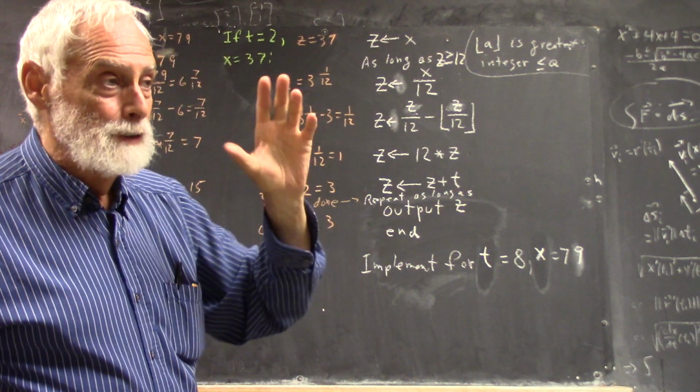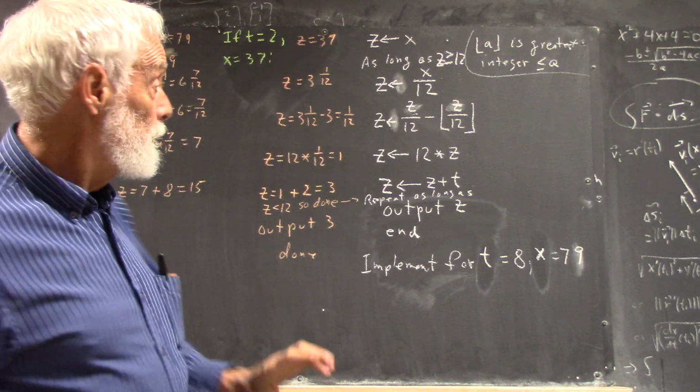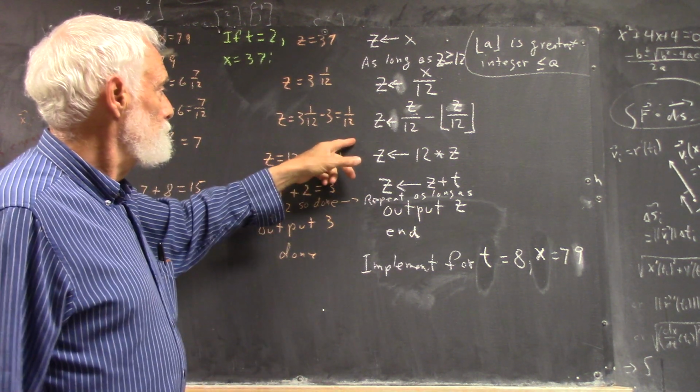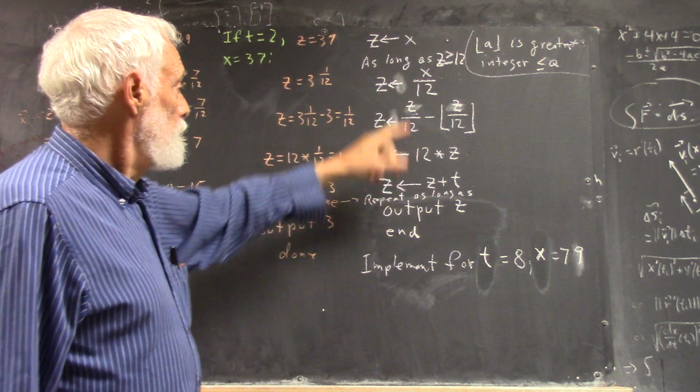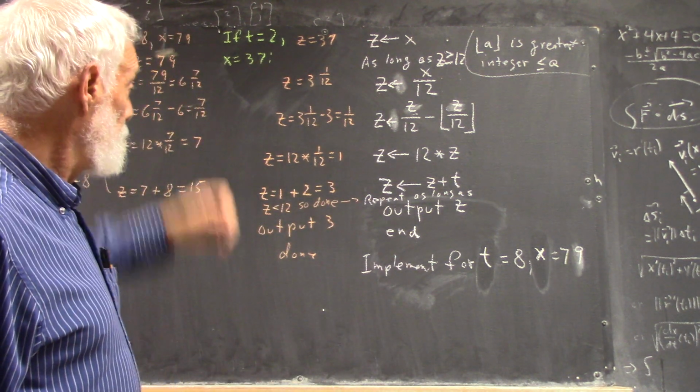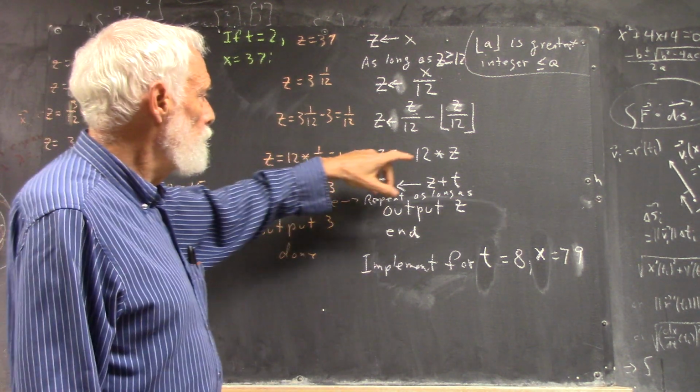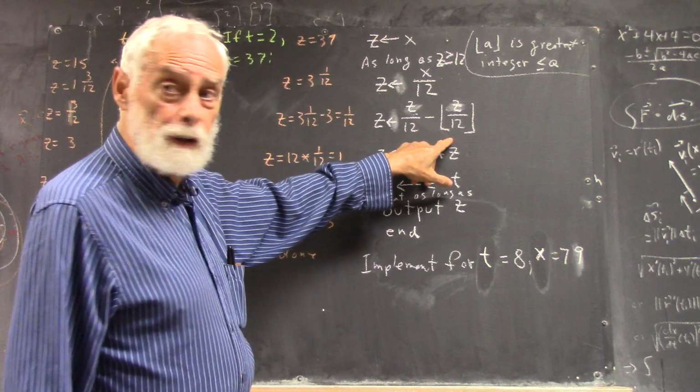What matters is how much you've got left over, your remainder. So we're really trying to get the remainder when we divide z by 12, okay? And to do that, we subtract the greatest integer.